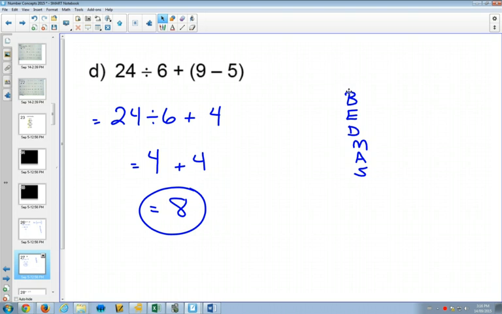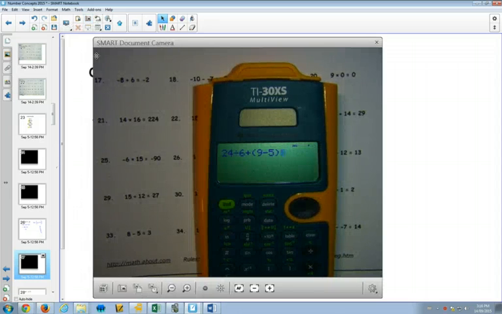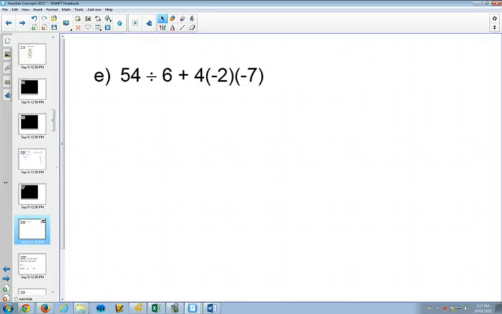Again, we can try this by typing into our calculator exactly as it appears. So there it is in my calculator. Push enter, and we got 8 here as well. Our last one for our notes.